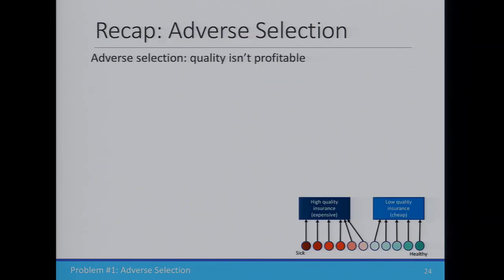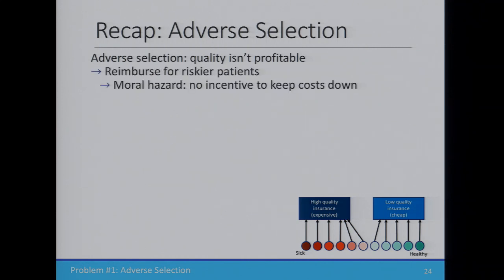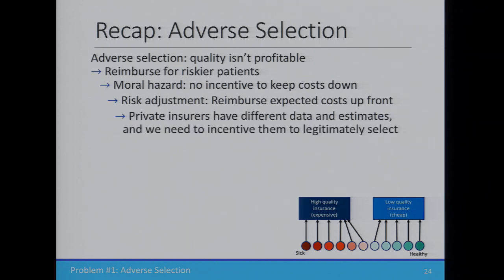Okay, so now I just want to recap all of this, which I called problem number 1, adverse selection. We started with the problem that quality wasn't profitable. We tried reimbursing riskier patients. Then we wound up with moral hazard because they had no incentive to keep costs down. Then we tried risk adjustment, just reimbursing the expected cost of each patient up front. But private insurers had different data and estimates, so we needed to incentivize them to legitimately select and not illegitimately select. And what's already known on this topic is this paper by Braverman and Chassang.